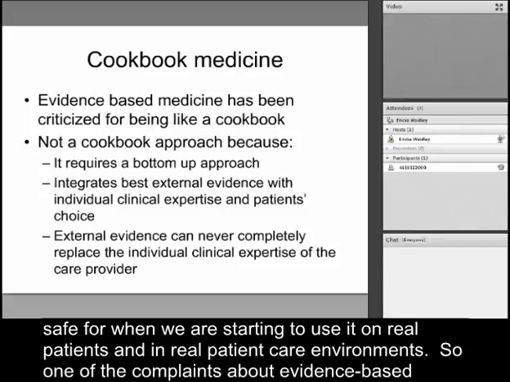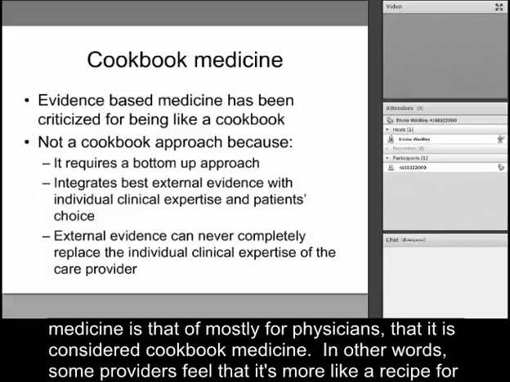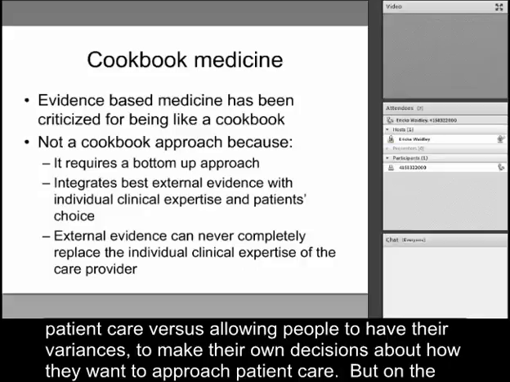So one of the complaints about evidence-based medicine, mostly from physicians, is that it is considered cookbook medicine. In other words, some providers feel that it's more like a recipe for patient care versus allowing people to have their variances, to make their own decisions about how they want to approach patient care.